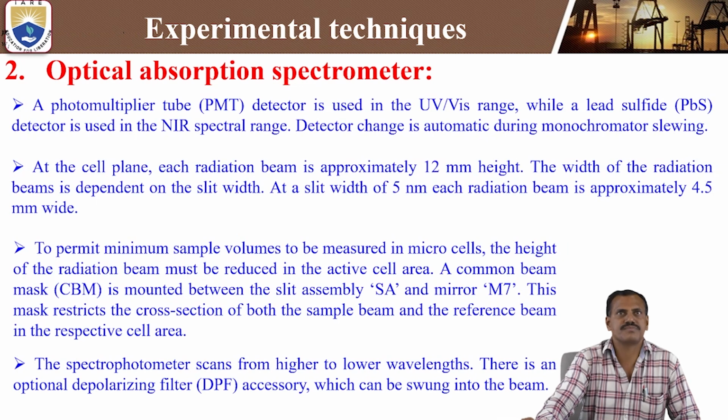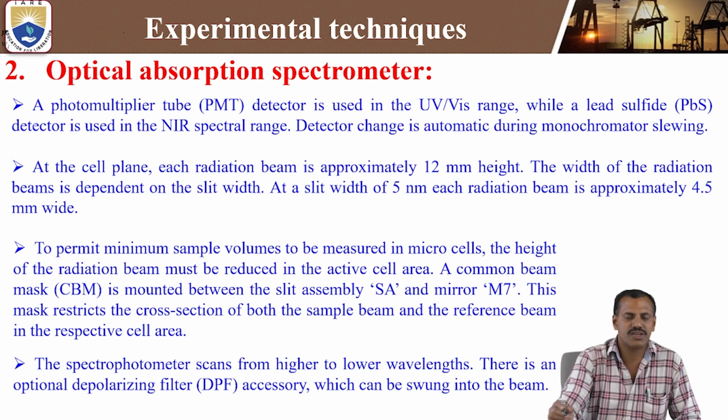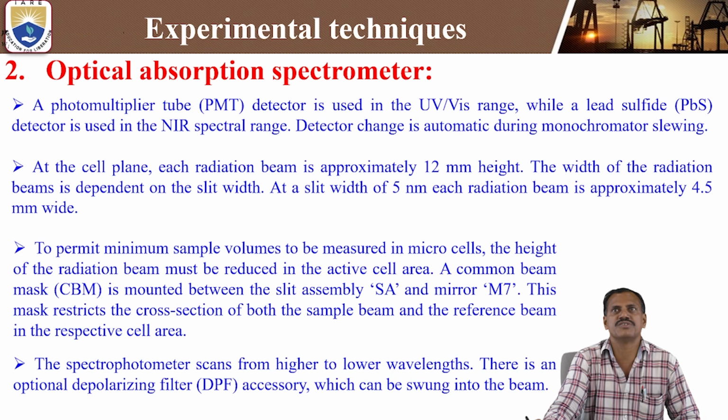Next, coming to the photomultiplier. Two types of detectors are used, along with two lamps: one is the halogen lamp, the other is the deuterium lamp. The photomultiplier PMT detector is used in the UV-visible range, while the lead sulfide PbS detector is used in the NIR spectral range. Detector changes are automatic during monochromator slewing.